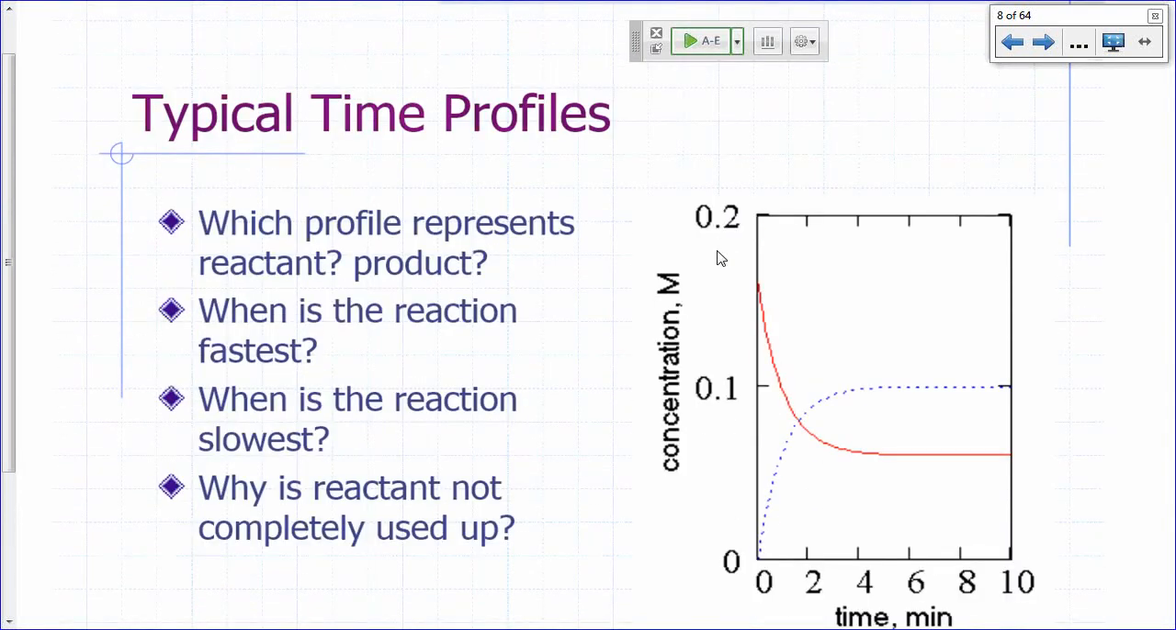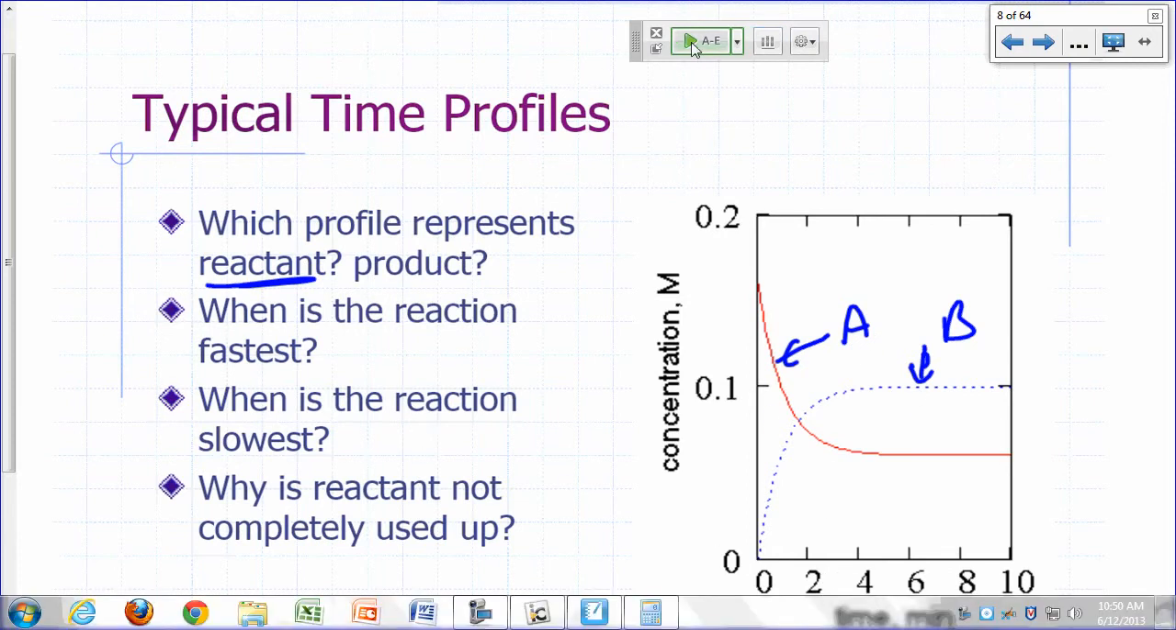So, based on the information we've had so far, which profile here, you've got the red curve, let's call that A, and the blue curve, let's call that B. Which one represents a reactant of the reaction? So you monitor concentration of A and B versus time. Which one is the reactant, which one is the product? Ready?